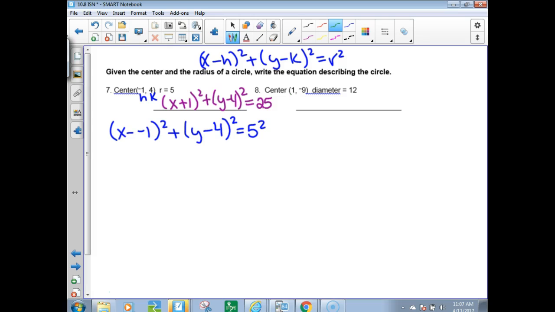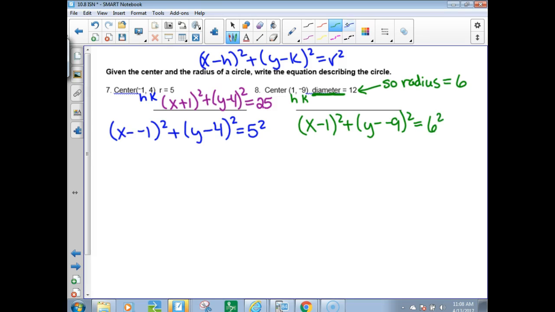All right, let's try another. H is 1, K is -9 for this one, and the diameter is 12. So I'm going to start off by plugging in H: x minus 1 quantity squared, plus y minus -9 quantity squared equals... should I put 12 here? Should I square 12, or better read that? That says this is a diameter. If that's a diameter, then the radius would be 6. So we need to put 6 squared here.